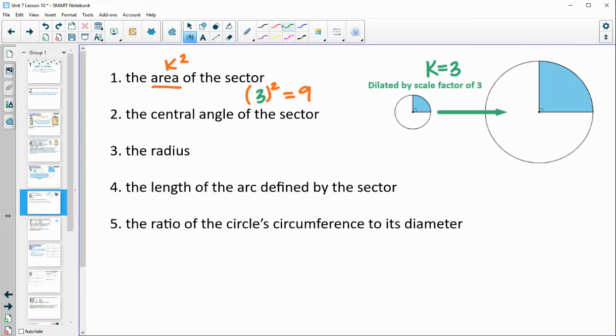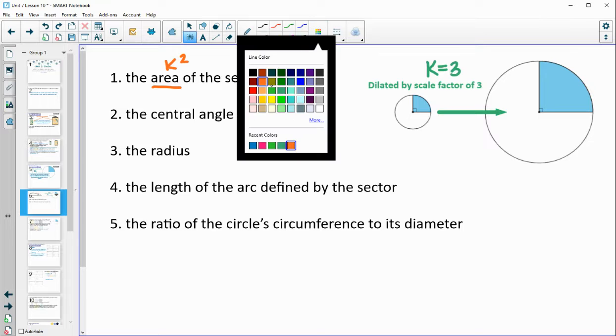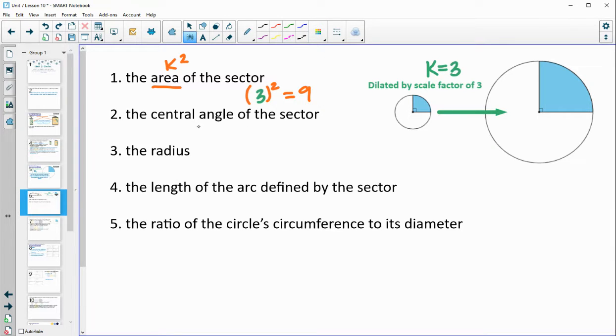How about the central angle? You can see the central angle labeled in this one and labeled in this one, and it's 90 in both, because the scale factor or the angles don't change.